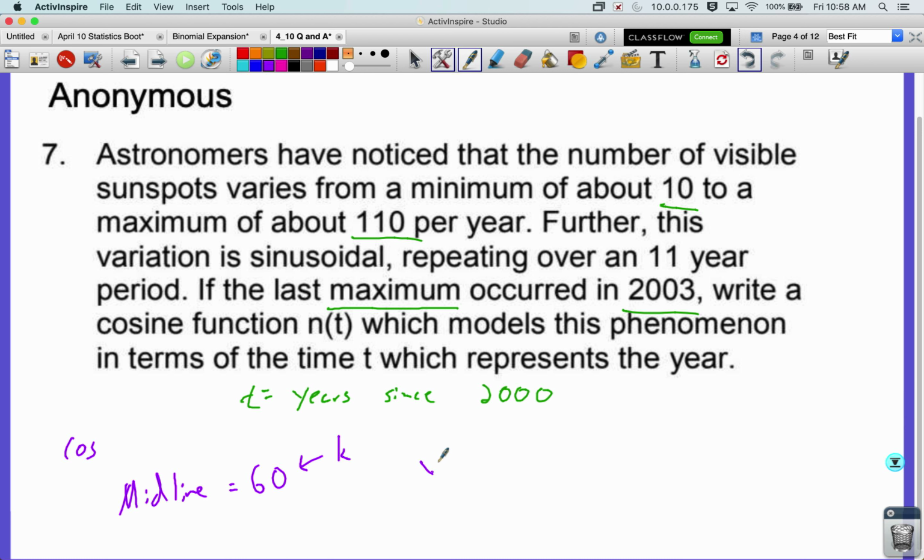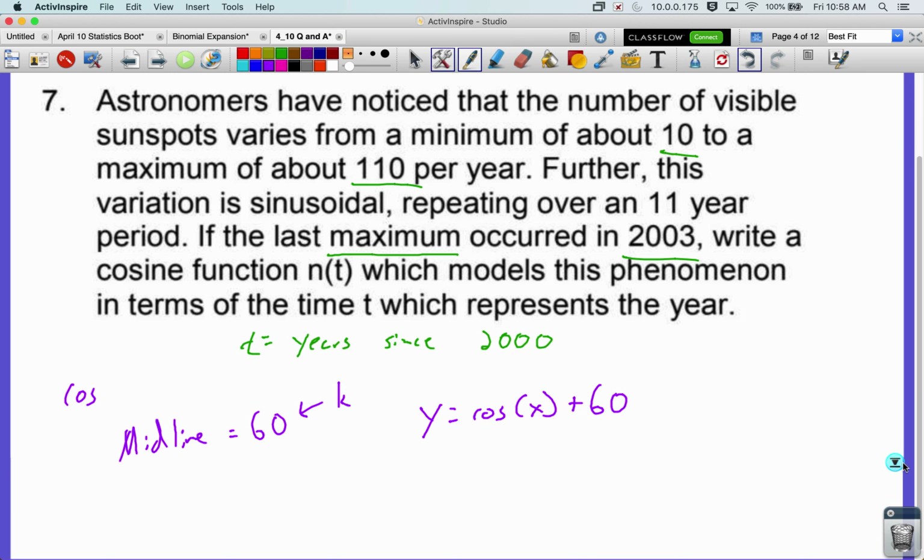So right now the equation looks like this: y equals cosine of x plus 60. And I'm going to do this in radians. All right, now let's find the amplitude. Well, what's the distance from 60 up to 110, or from 60 down to 10? It's 50. So the amplitude equals 50. So now we've got y equals 50 cosine of x plus 60.